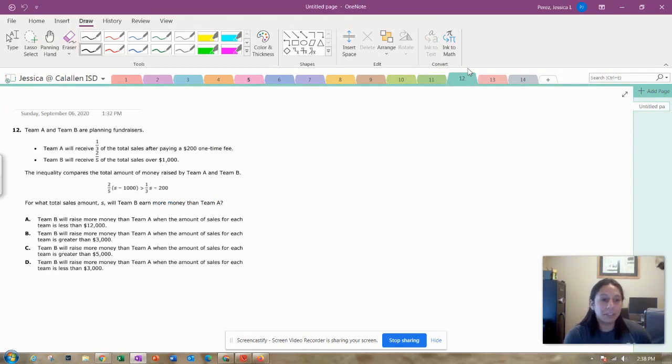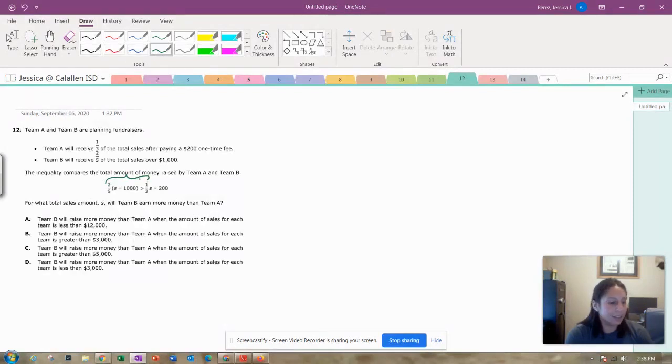Problem 12. Team A and B are planning fundraisers. Team A will receive 1/3 of the total sales after paying a $200 one-time fee. Team B will receive 2/5 of the total sales over $1,000. The inequality compares the amount of money raised by Team A and B. So for what total sales amount S will Team B earn more than Team A?